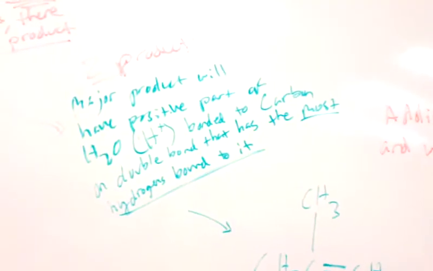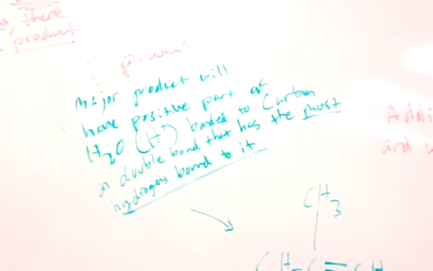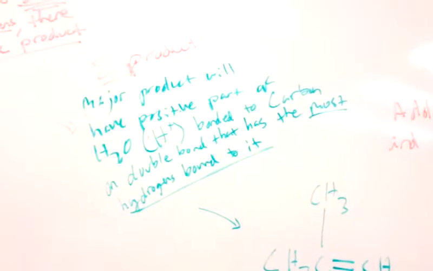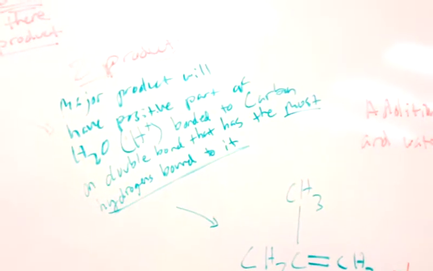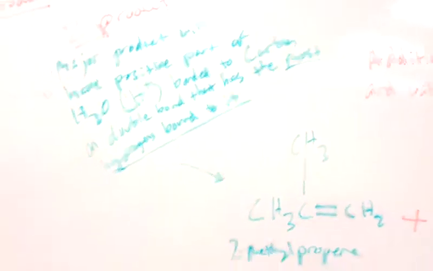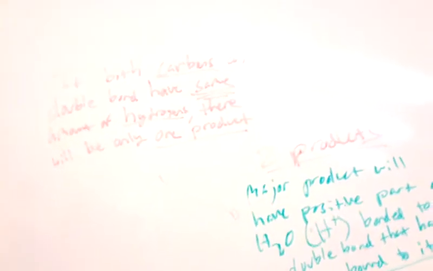There's the rule right there. Major product will have the positive part of water, H+, bonded to the carbon on the double bond that has the most hydrogens bound to it. So if both carbons on the double bond have the same amount of hydrogens, there will be only one product.